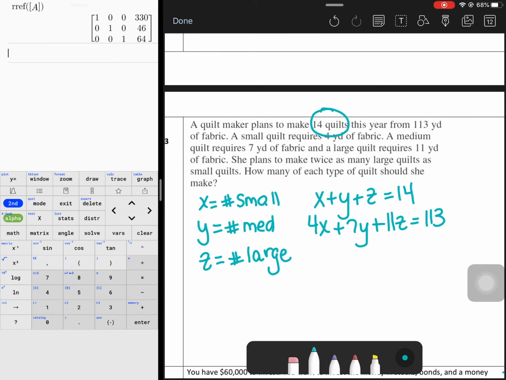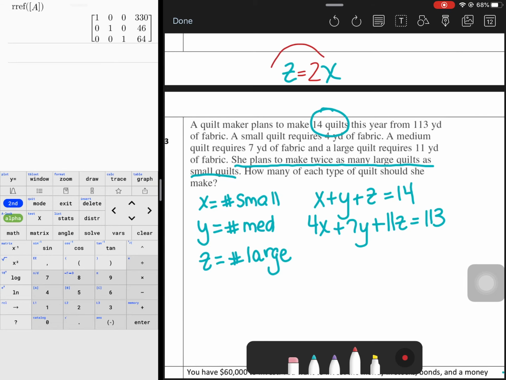In the last statement, it tells us our third quilt equation. It says she plans to make twice as many large as small. Twice as many large as small. So here's the large and here's the small. If right now the large is twice as big, to make them the same, we're going to multiply this by 2 so that they catch up to one another.